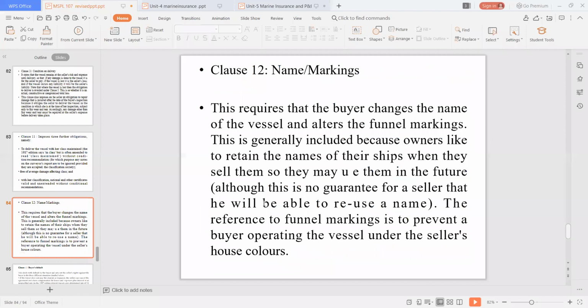Clause 12, name markings. This requires that the buyer changes the name of the vessel and alters the funnel markings. This is generally included because owners like to retain the names of their ships when they sell them, so they may use them in the future. Also, this is no guarantee for a seller that he will be able to reuse a name. The reference to the funnel markings is to prevent the buyer operating the vessel under the seller's house colors. So name and markings also play an important role. Funnel markings, right, to prevent the buyers operating the vessel under the seller's house colors.